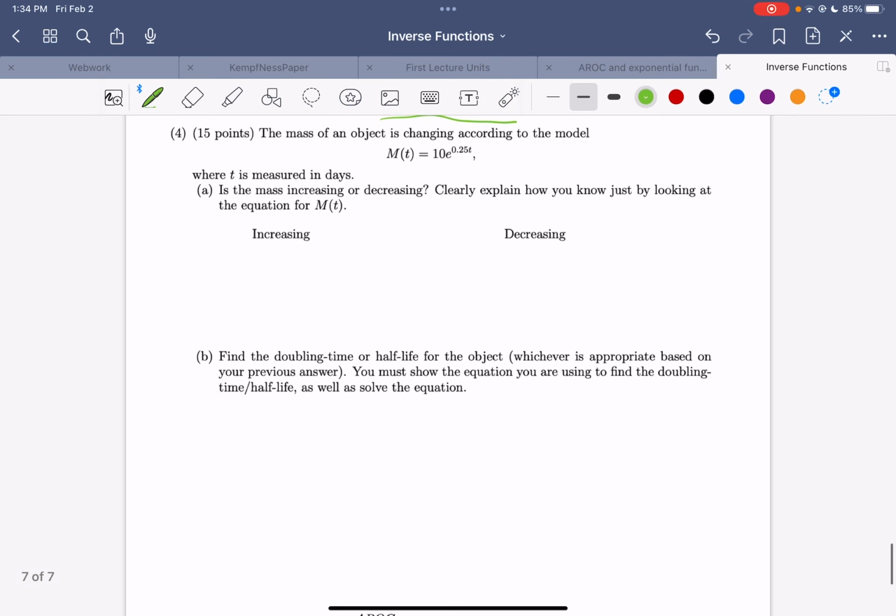Okay, I'll run through it sort of quickly. So the mass of an object is modeled by this equation. Is the mass increasing or decreasing? Well, remember, if you have e to the kt, then if k is positive, you're increasing, and that's what we have here. The coefficient out front doesn't matter, because the 10 doesn't change. This is what changes.